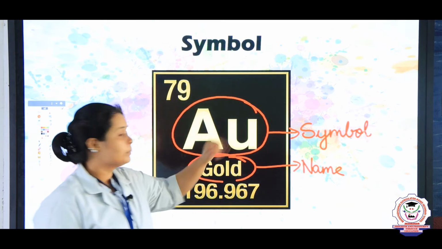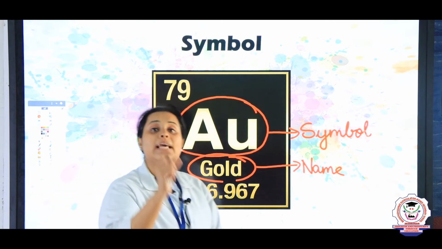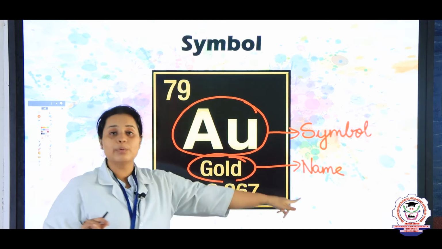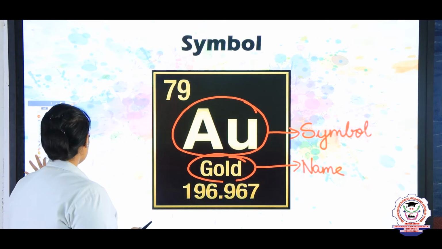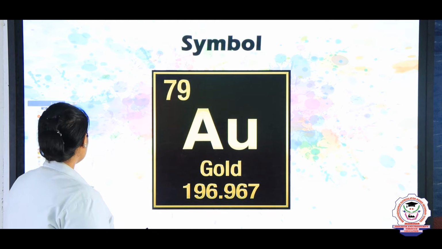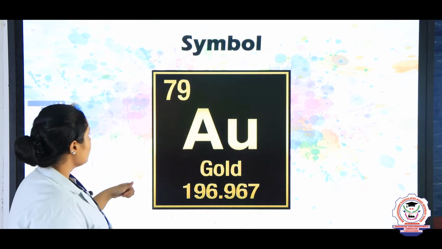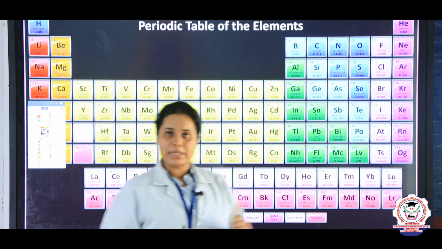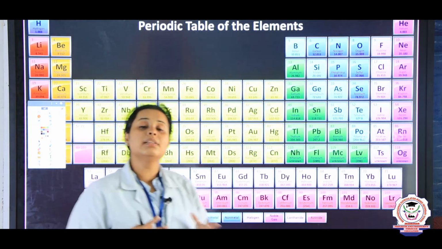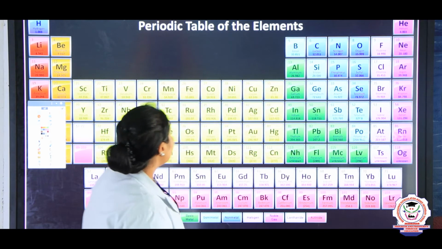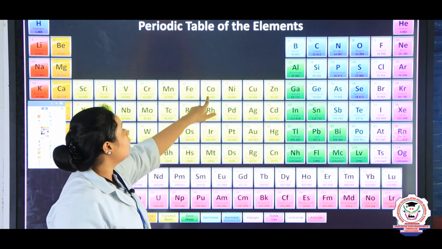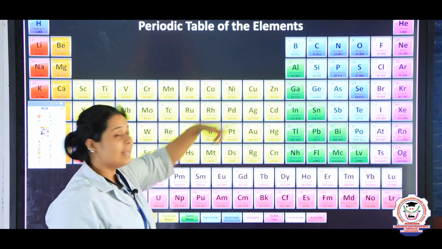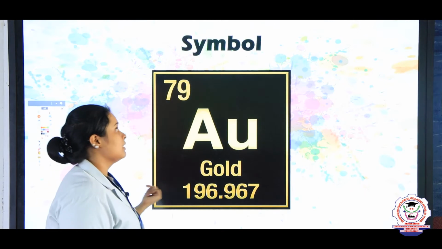Same way, children, this symbol will tell you what a particular element is. For example, if I take Au, you should know that Au is gold. Same way, if I want to see a different element, if I see here B, what is B? B denotes that it is boron. Same way, the other elements: Cu represents copper, then Ni is the nickel. Same way, we should know what is a symbol.